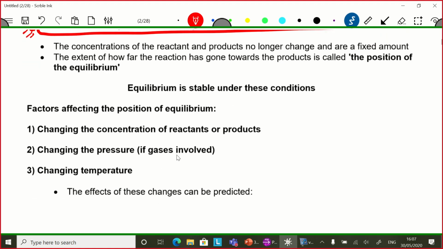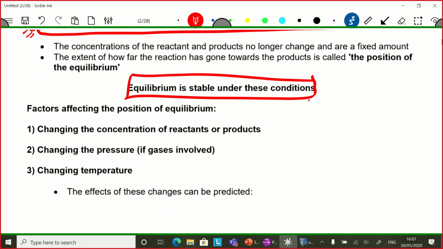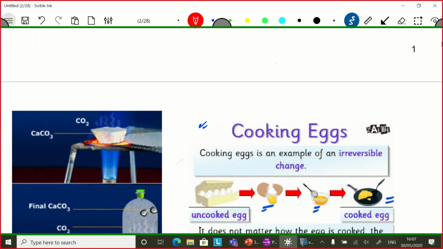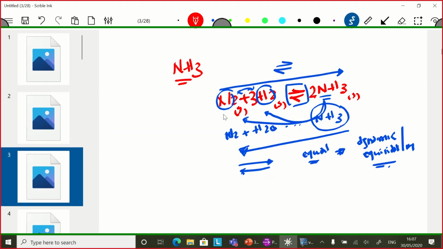So if you have a reaction that has reached equilibrium, what are the factors that are going to affect the equilibrium? These are the three factors: if you change the concentration of the reactant or the product, if you change the pressure, and if you change the temperature. Before we go and do a bit more on this, let's give you some easy concepts to think about.